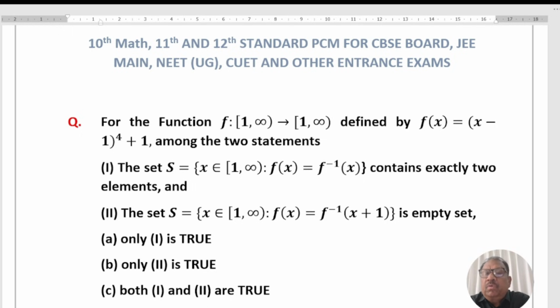from 1 to infinity to 1 to infinity, defined by f(x) equal to (x minus 1) to the power 4 plus 1. Among the two statements: the set S where f(x) equal to f inverse x contains exactly two elements. And second statement is f(x) equal to f inverse (x plus 1) is an empty set. We have to check which one is the correct option.